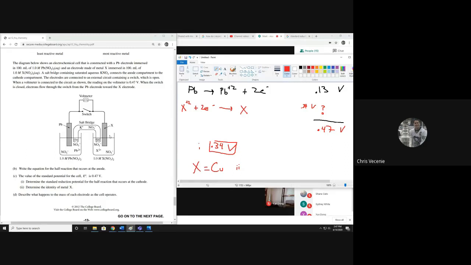Wait, did you say the Cu decreased or increased? The Cu increases. It gets heavier. Right? Because Cu plus 2 swim up, they gain the 2 electrons, and they become Cu metal. So we're depositing Cu metal onto this electrode, so it gets heavier.